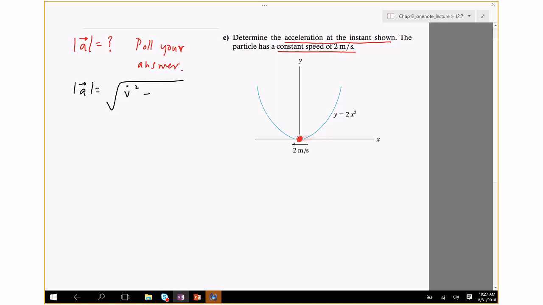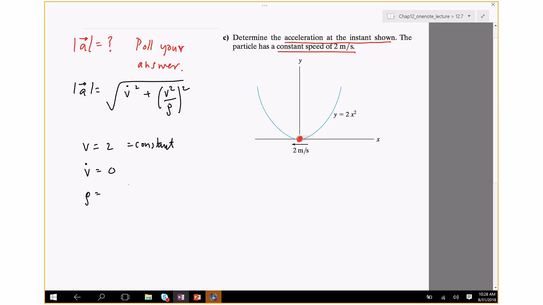V dot square plus V square divided by rho, the whole square, right? And we're told that the velocity is 2 and it's constant. So v dot is 0, and rho, in this case rho is not given, we have to find that.